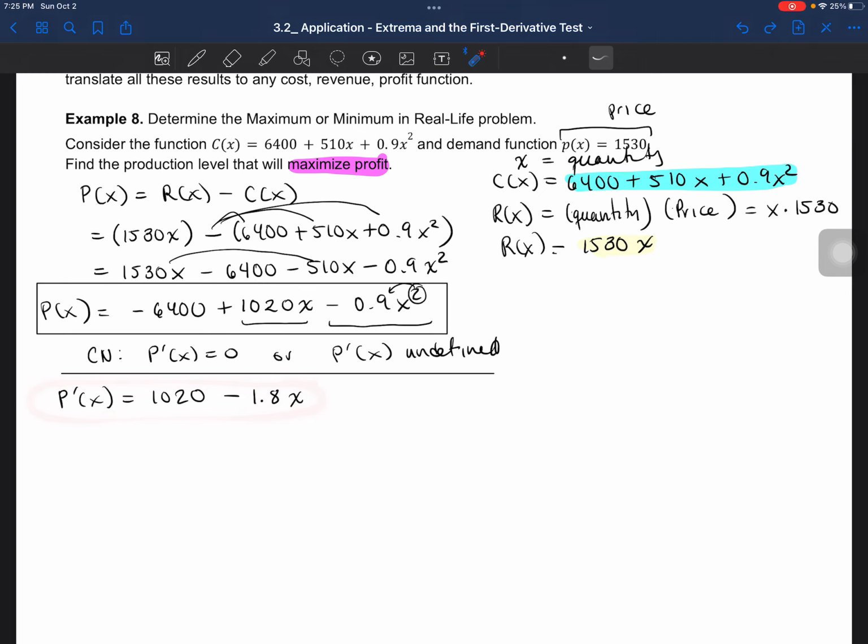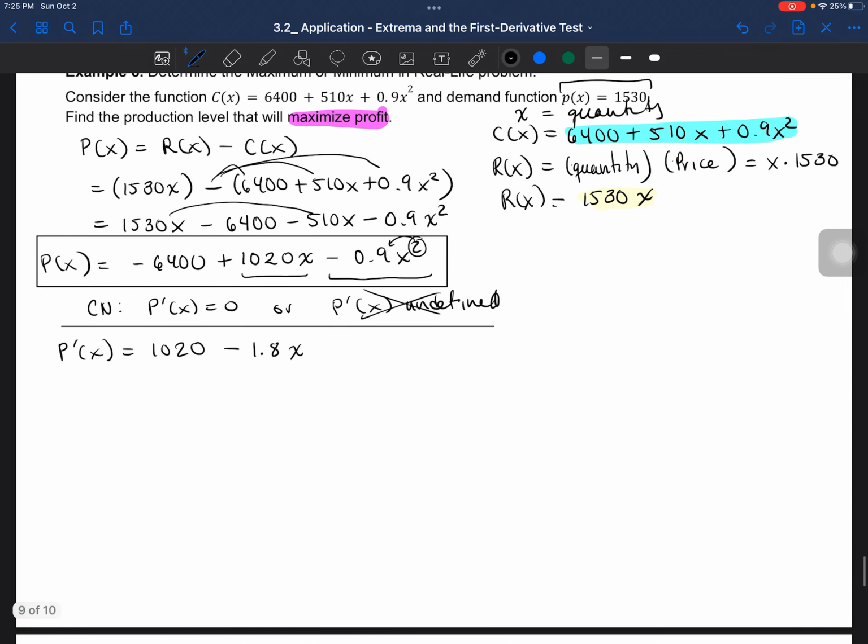So like I said before, this is a polynomial, so it's always going to be defined, so therefore this is never going to be the case. We're never going to be able to get a critical number by making this undefined, because it's never going to be undefined. Thus, we have to find the critical number by finding when the derivative is equal to 0. So all we gotta do is set this equal to 0 and solve for x.